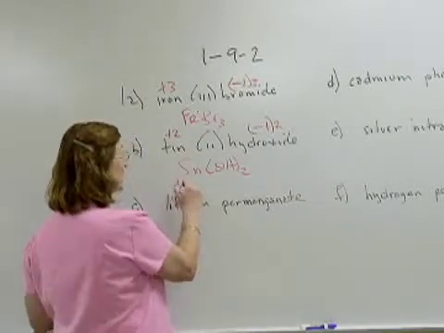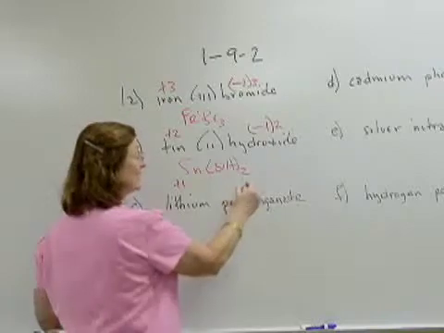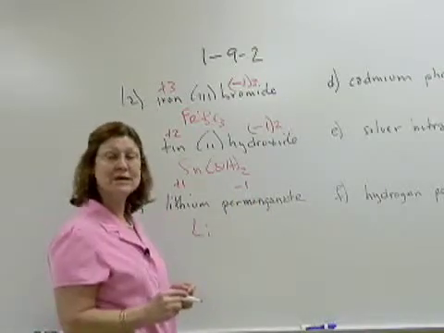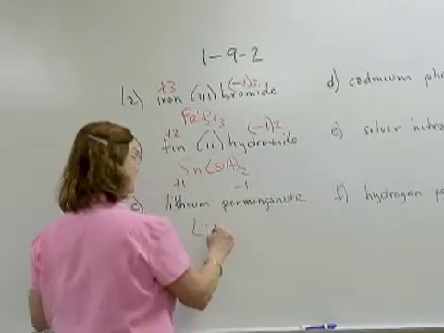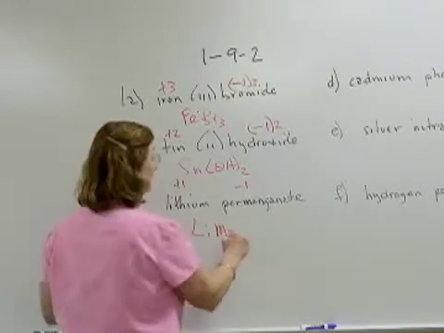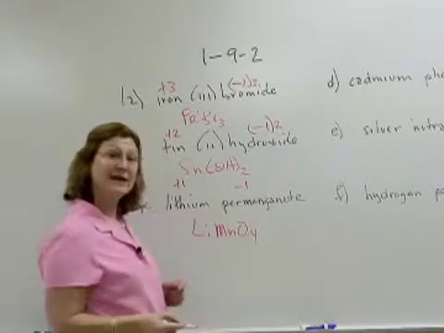Lithium is +1. Permanganate is -1. Lithium is always +1. It's an alkali metal. And therefore, I don't need a Roman numeral here because it's understood. Lithium permanganate.